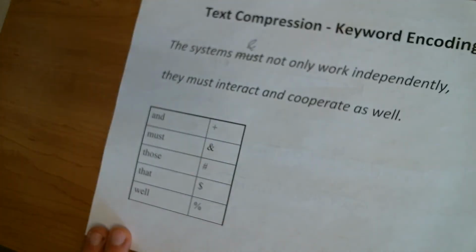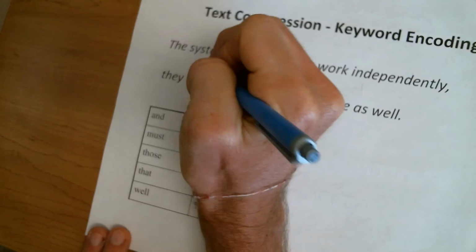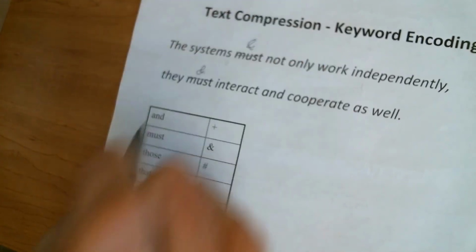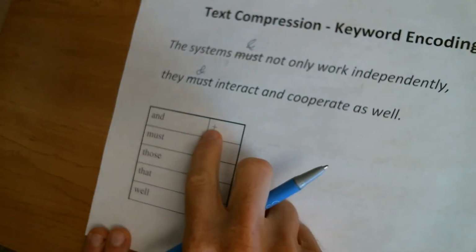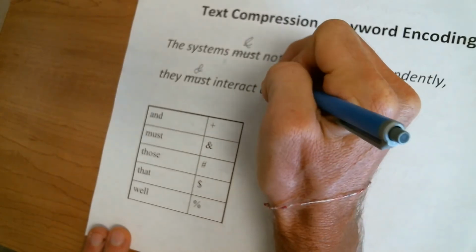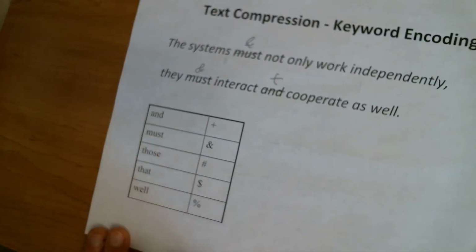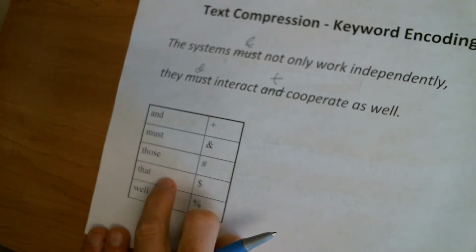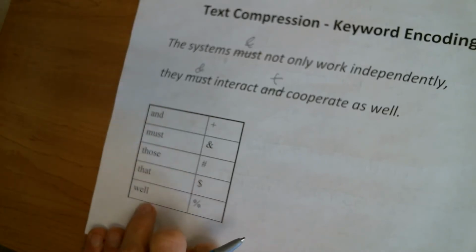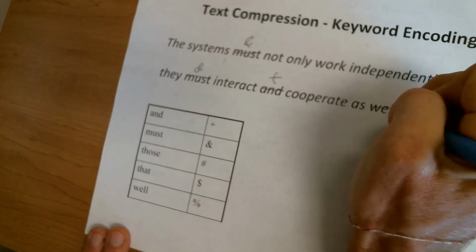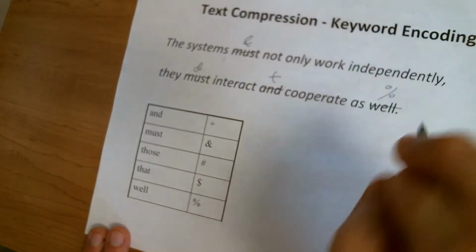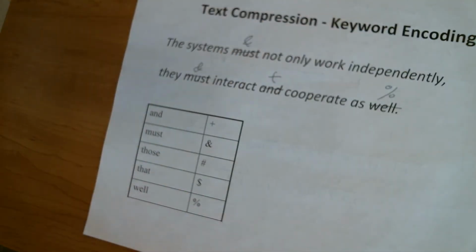And anywhere that I see, so there's another one right there. And then anywhere where I see the word and, I'm going to replace that with a plus sign. So there's my plus sign. And then if I have the word those, I'll replace that. If I have the word that, I'll replace that. If I have the word well, there's the word well. Let me replace that. But basically, you're replacing entire words with symbols.